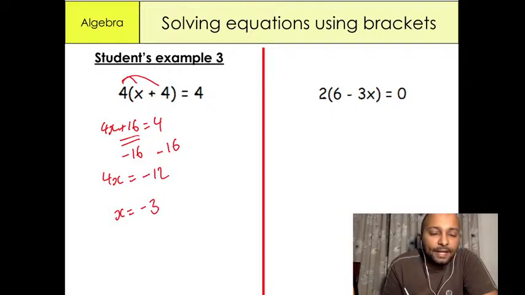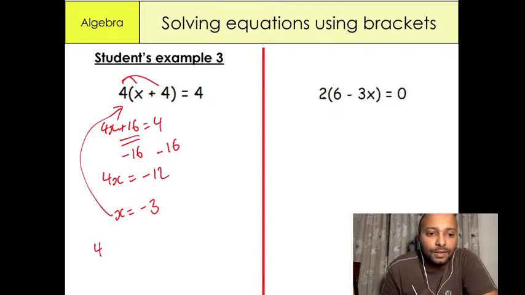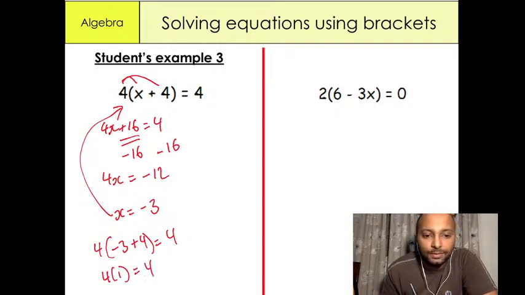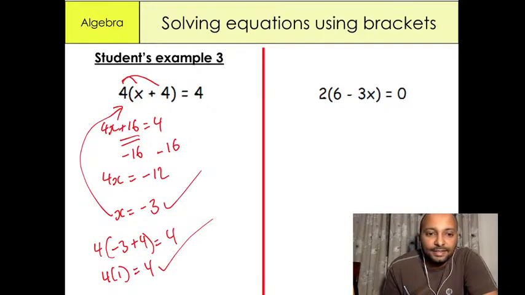Put minus 3 back into the equation. So 4(-3 + 4) = 4. Minus 3 plus 4 is equal to 1. So 4 times 1 is 4. That's correct. See, if it hadn't been for me checking my answer, I would have got it wrong, but I double checked it. So that's correct.